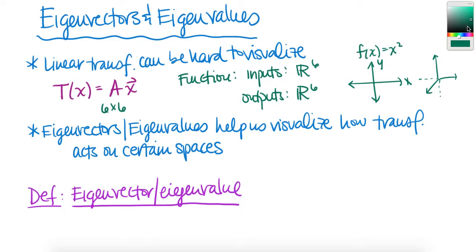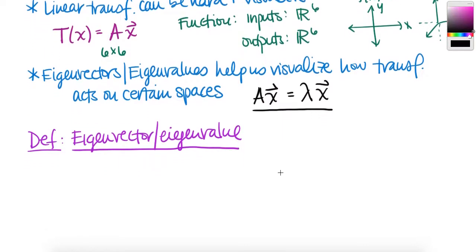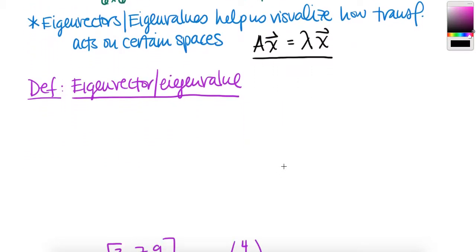The vectors that we're interested in are ones where when we multiply A by that vector, we get back something really similar to that vector. So all A does to a certain vector is make it a scalar multiple of itself. So this is our main property here that we're concerned about.